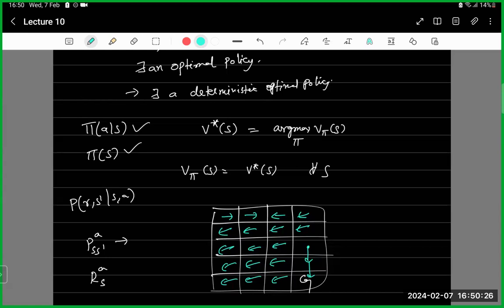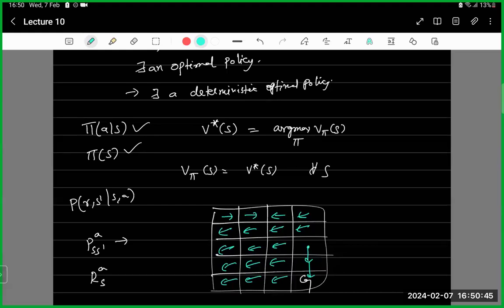When for every state it is an optimal policy. So how can you find one such policy? You just look at one state and you collect all the possible optimal policies for that state. So for this state, there are a lot of optimal policies, right? So you just collect all of them.